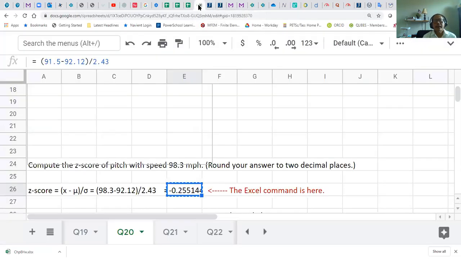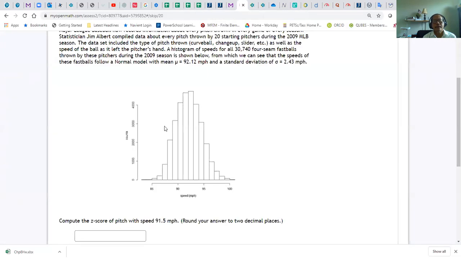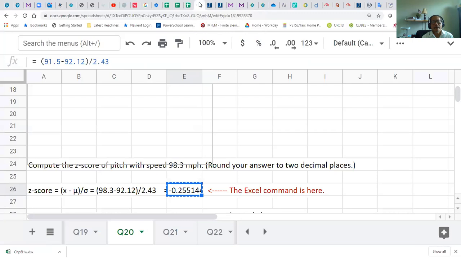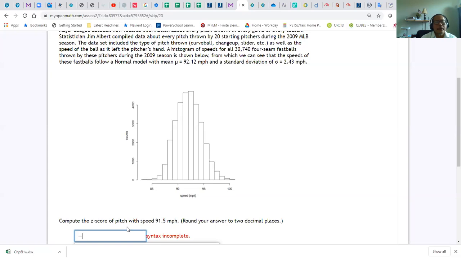Maybe just start with that. So negative 0.26. Oh, sorry. Yeah, so negative 0.26.